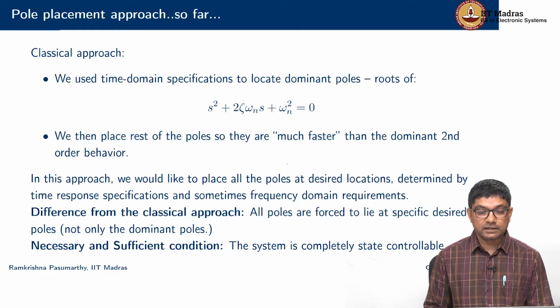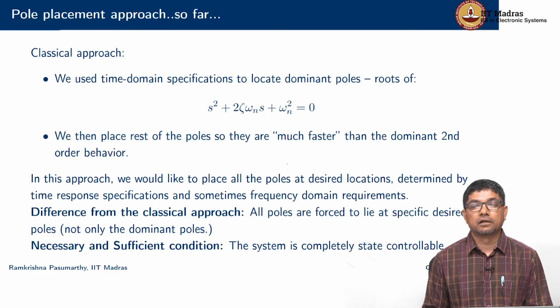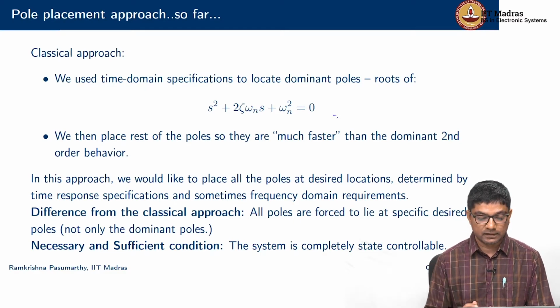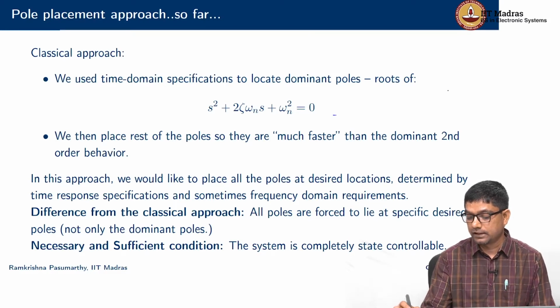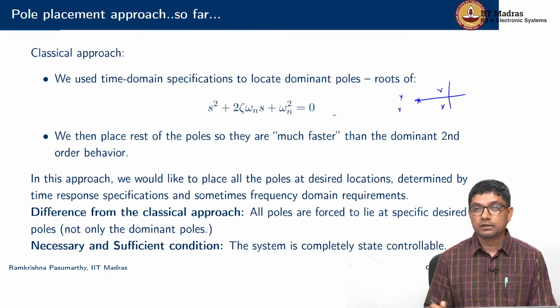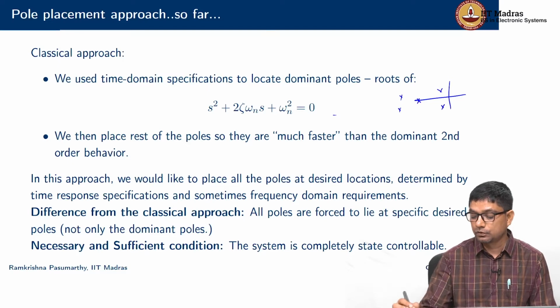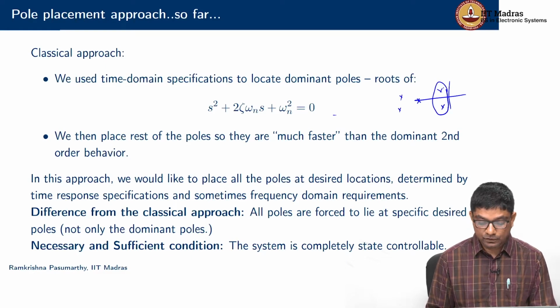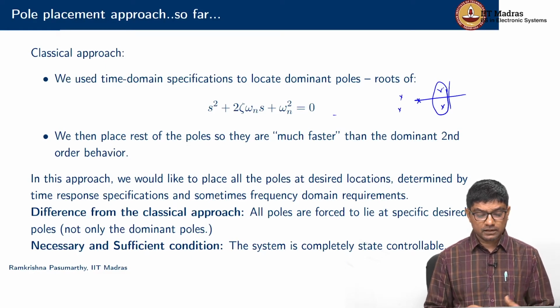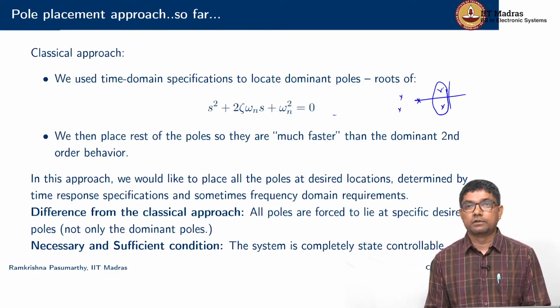The classical approach is to translate your design specifications into locations of dominant poles, which will be roots of this characteristic equation. Then place the rest of the poles so that they are much faster. So, if these are my dominant poles, place the remaining poles so that their effect dies down pretty soon, and what dominates the analysis is only the dominant pole. Okay. So, in the current approach, we would like to place all the poles at desired locations, right.